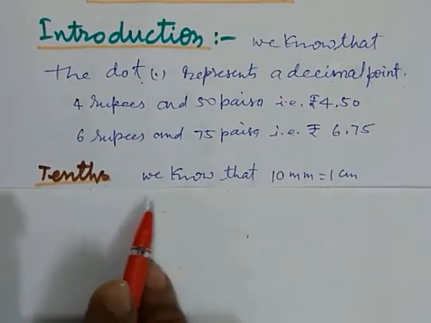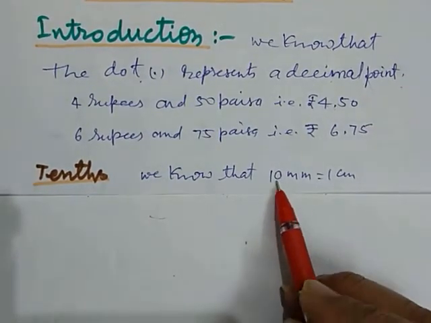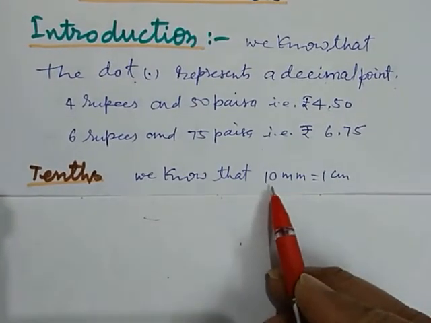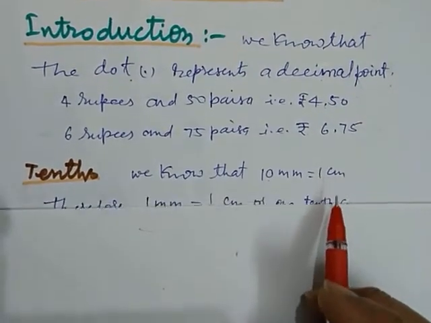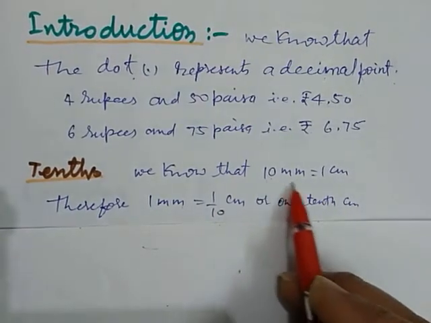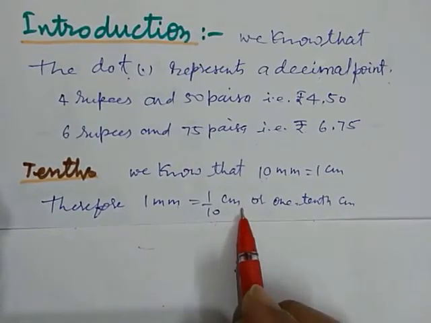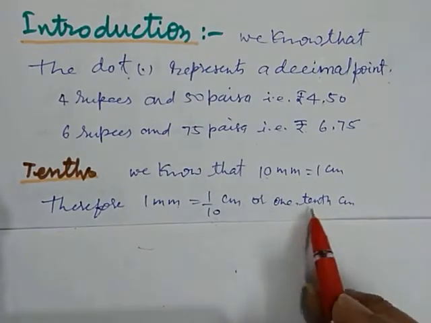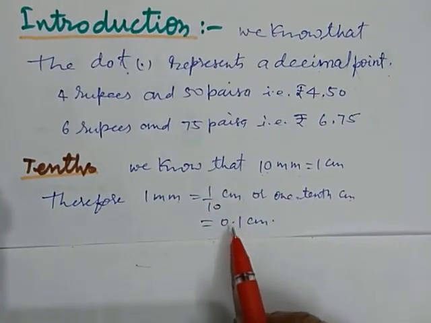What is the meaning of tenths? We know that 10 mm equals 1 centimeter. Okay? You people already know 10 mm is equal to 1 centimeter. Therefore, 1 mm equals 1 by 10 centimeter. 1 mm equals 1/10 centimeter, and we can represent this as 0.1.